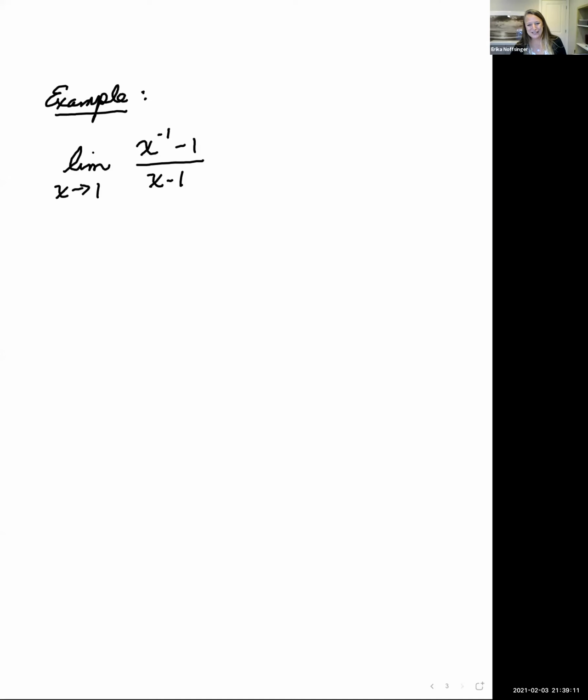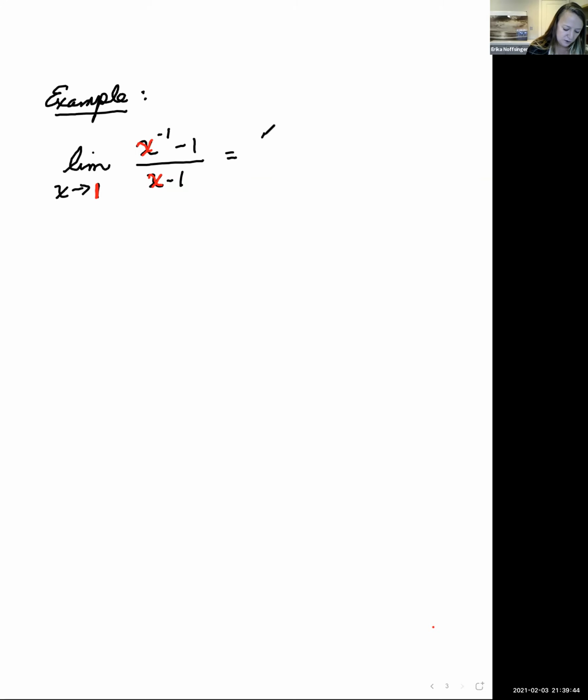So looking at another example with limits and doing this by direct substitution first, trying that. We have an example, the limit as x is approaching 1 of x raised to the negative 1 minus 1, all in the numerator, and then all over x minus 1. Again, we're going to have the same problem I see when we plug in 1 wherever we see an x. We're going to get, again, 0 over 0, which is that indeterminate form and doesn't tell us anything, right?